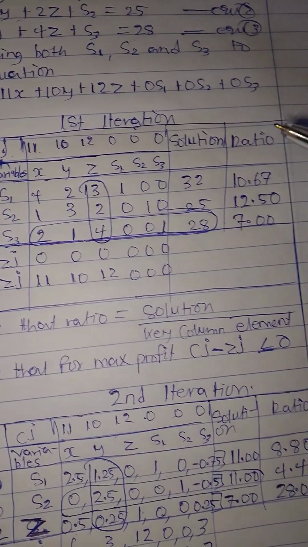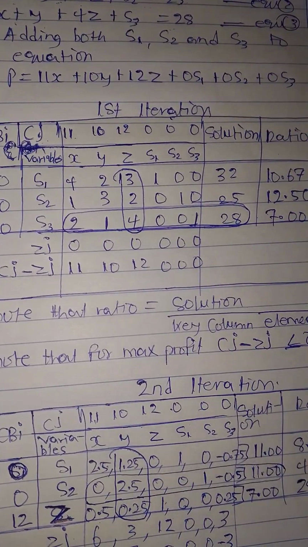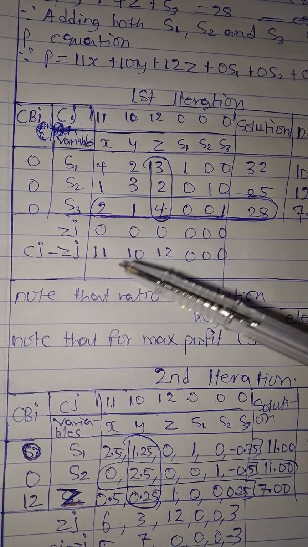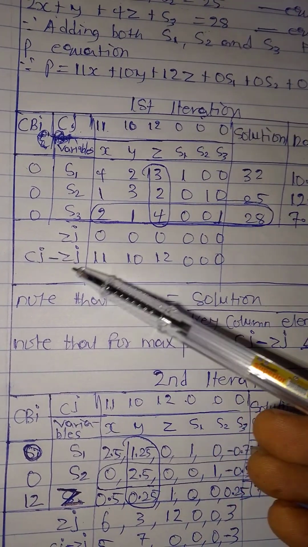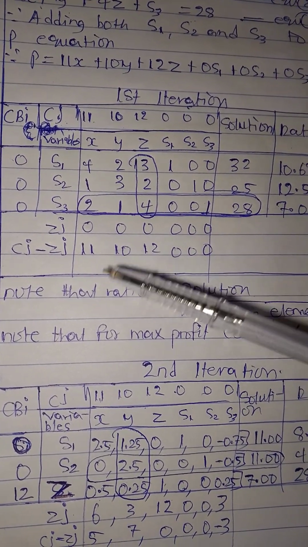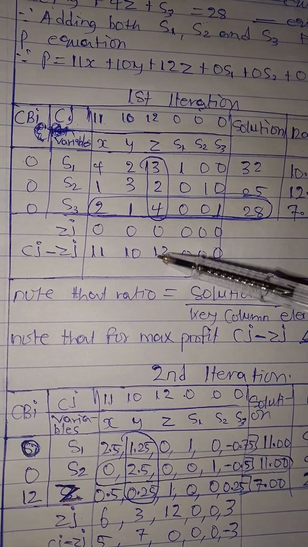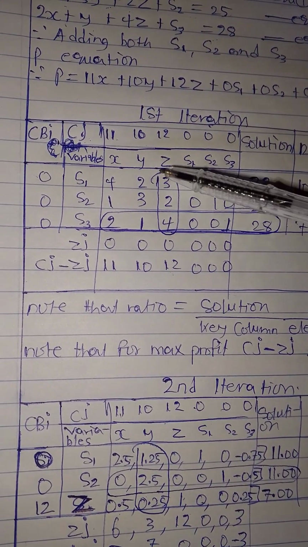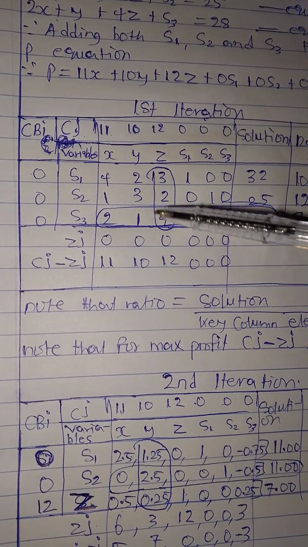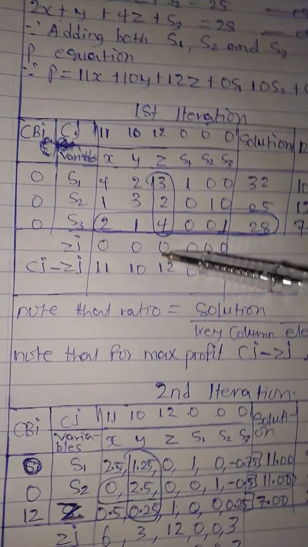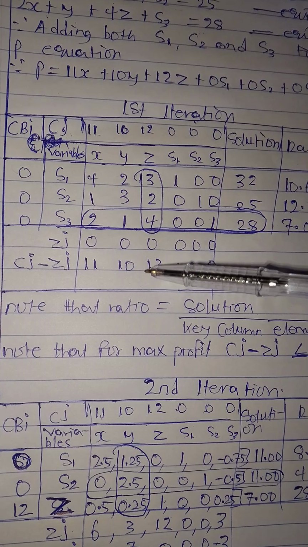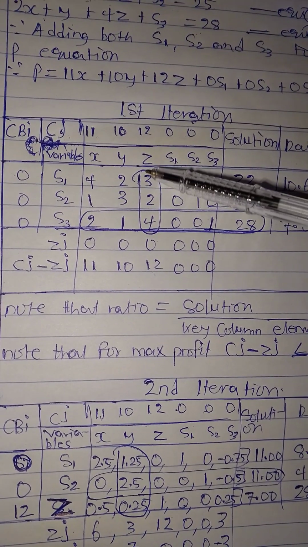So after doing that, now I have to find my ratio. So how do I calculate my ratio? After doing this, now select from your Cj minus Zj the highest positive number. If you check here, the highest positive number is 12. So I trace it up, this is the column here. The highest value under Cj minus Zj is 12, so tracing it up is this column, and the variable is z.